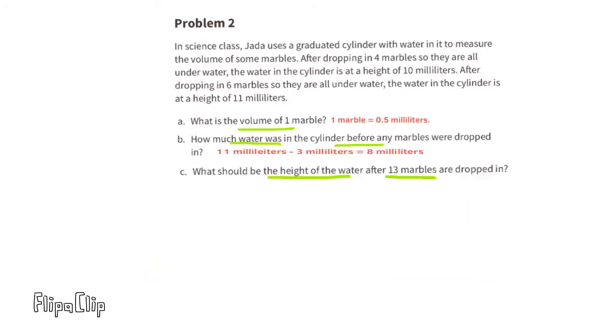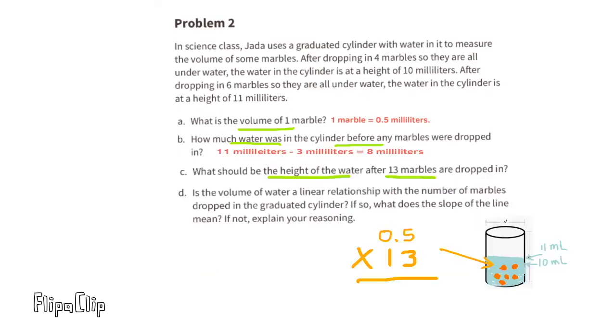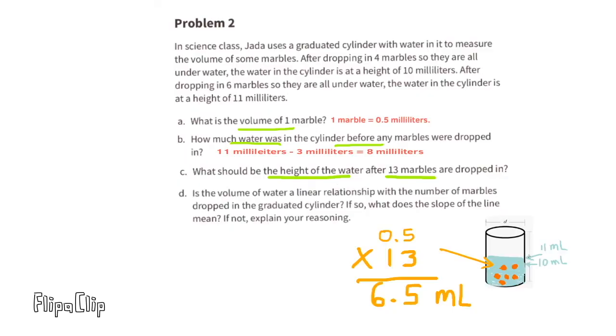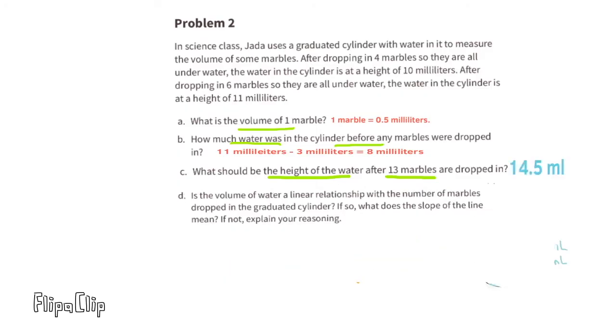C. What should be the height of the water after 13 marbles are dropped in? 0.5 milliliters times 13 marbles equals 6.5 milliliters. And add that to the original 8 milliliters that were in the graduated cylinder, and you get a total of 14.5 milliliters. After adding 13 marbles, the height of the water should be 14.5 milliliters.